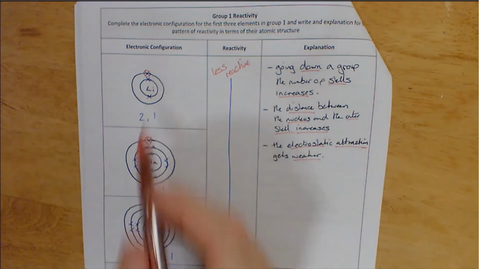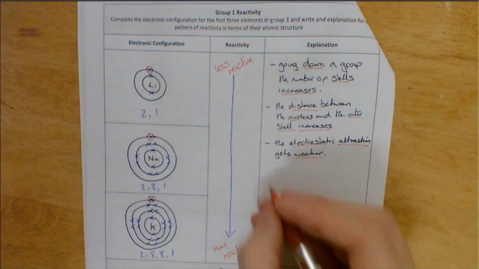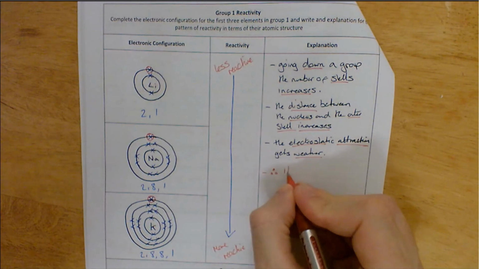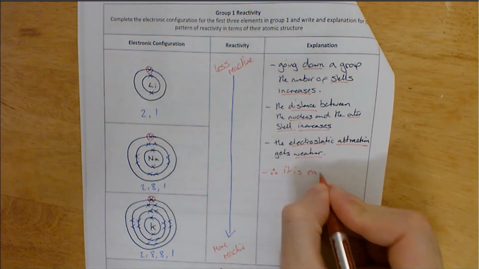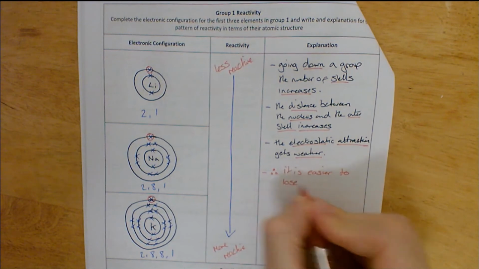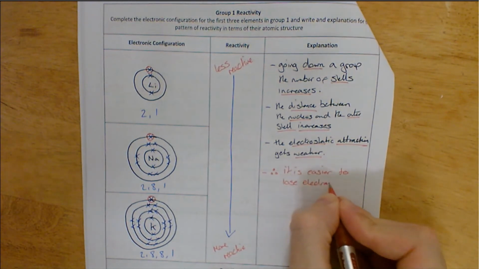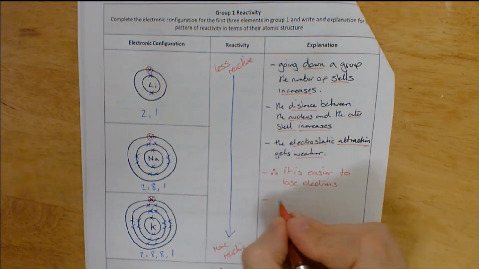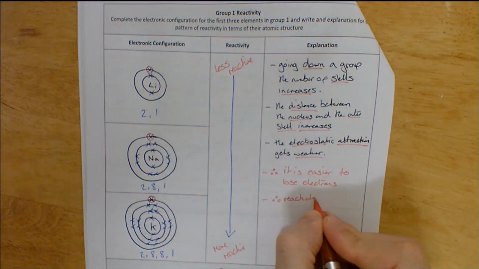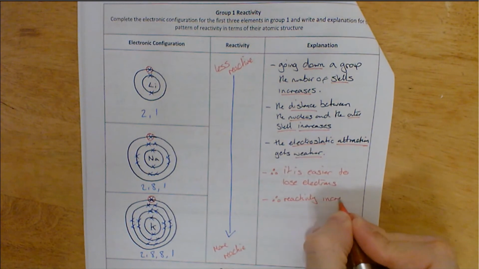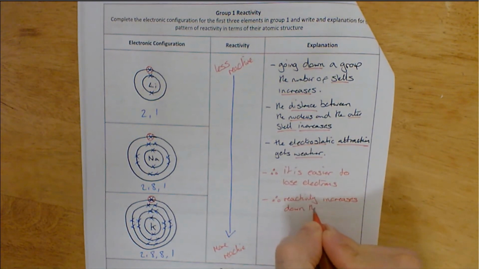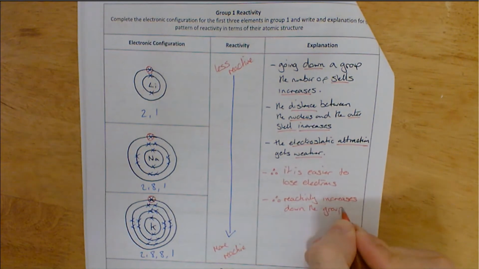Here, we're talking about metals. So we're going to end our answer: therefore, it is easier to lose electrons. Therefore, reactivity increases down the group. Okay?